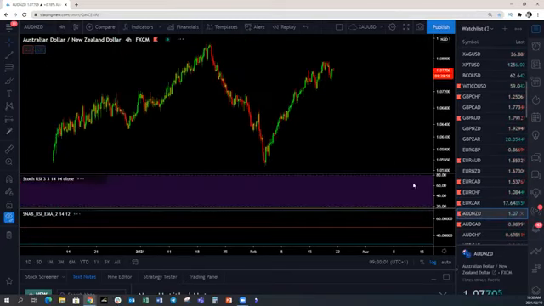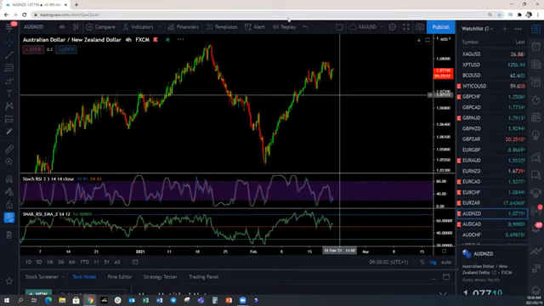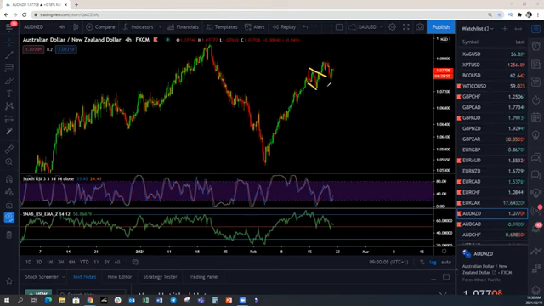Audi New Zealand gave an opportunity here. It's giving another opportunity here. If you get another candle closing above the flag here, that's another opportunity to get involved on Audi New Zealand. We have reset it. We're staying above 50 on the 4 hour. So that's another opportunity if you missed this one.